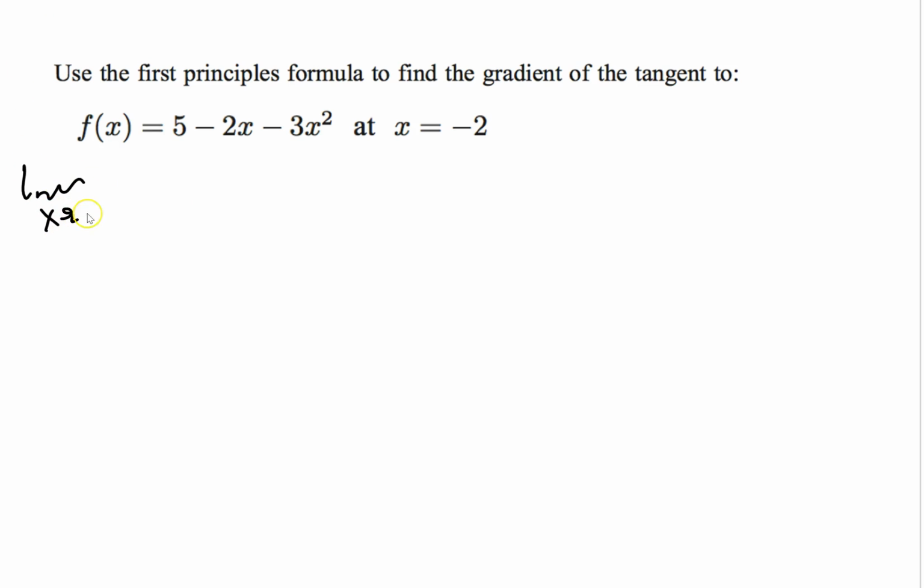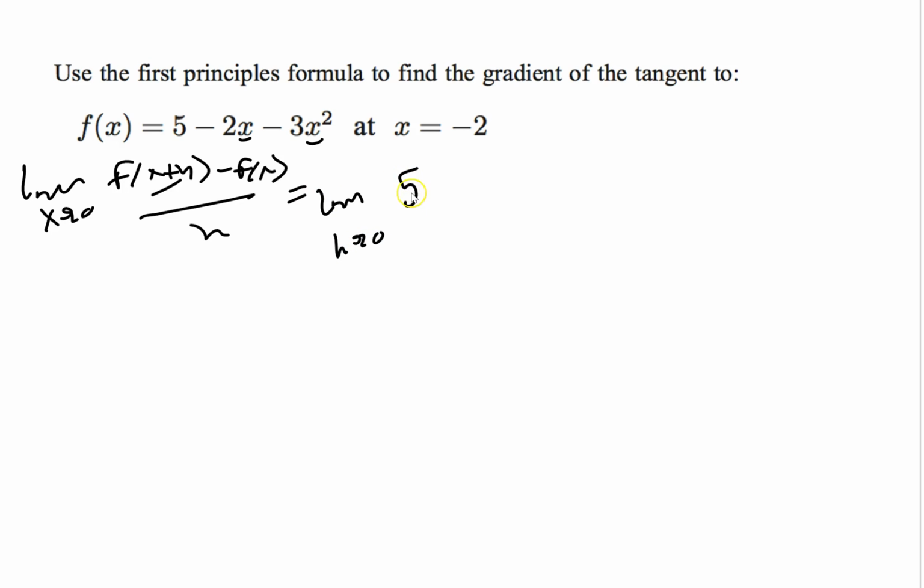That says the limit of f of x plus h minus f of x, all over h. Right? And all I'm going to do is x plus h goes everywhere there's an x. So this is going to be the limit as h approaches 0 of 5 minus 2 times x plus h, minus 3 times x plus h squared. That's all this part, right? Everywhere there's an x, plug in x plus h. That's the way it goes.